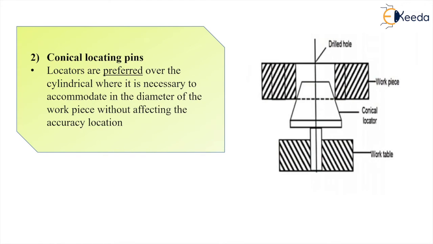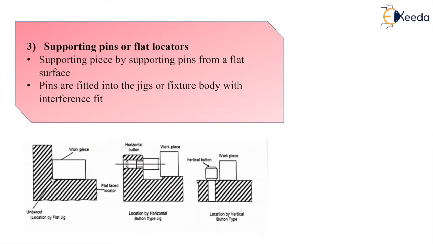Next is the conical locating pins. These conical locators are preferred over the cylindrical ones where it is necessary to accommodate variation in the diameter of the workpiece without affecting the accuracy of location. So this is the conical locating pin.